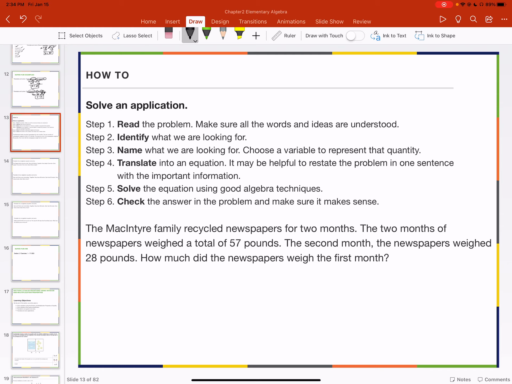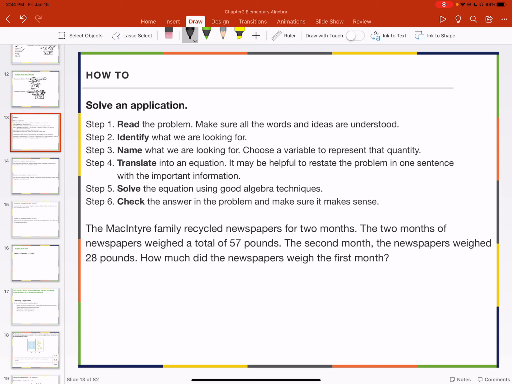Once you figure out what the problem is asking you for, that's your x, your n, your s, your t, whatever you want to call it, it doesn't matter. Variables could be anything. They're kind of dumb. They're just placeholders. Your variable represents whatever it is that you're looking for. Then you translate the words into an equation using that variable, and then you solve the equation with algebra and you check the answers. So let's go ahead and do a problem.